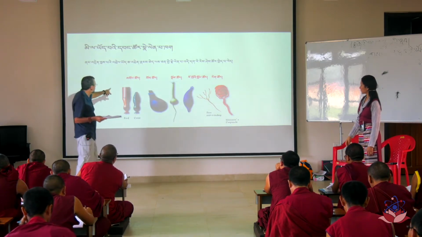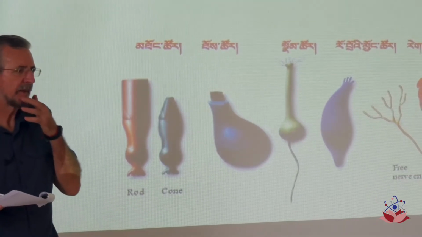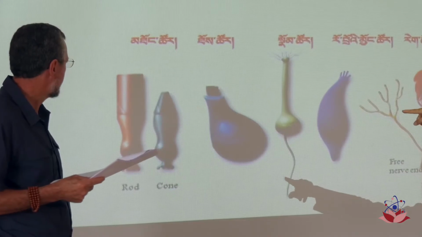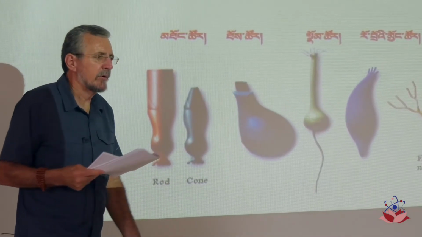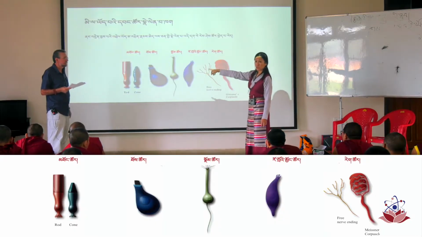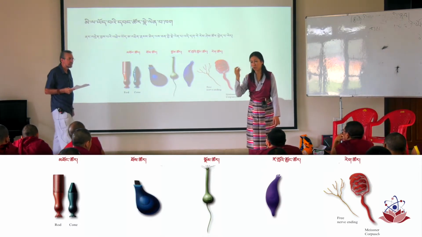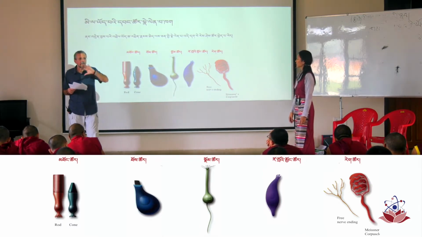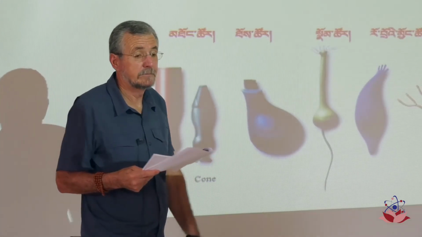For vision, we have two main types of sensory cells. There are rod cells, which are important for night vision or vision in dim light. And there are cone cells, which can detect bright light and can detect colors.